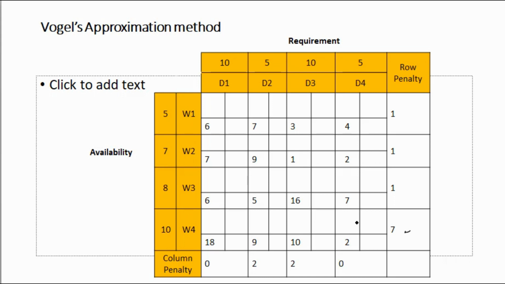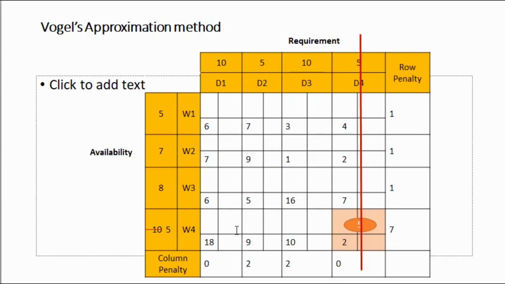Now what is our next allotment? If you look at the availability and the requirements, the requirement is 5 units whereas the availability is 10. So we can give 5 units. 5 units can be transported from W4 to D4, thus satisfying the requirement at D4. So we cancel that particular column and reduce the availability at W4 to 5 units.